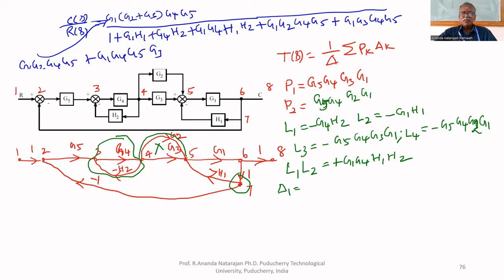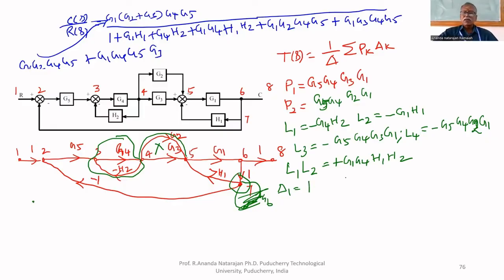Suppose at 7 you have a loop like this, that is called a self loop. I didn't mention it yesterday. Say I have a loop like this whose gain is G6, let us assume. Then that will come in as part of delta 1. But no such loops are there. Only one node is there, 7, not touching the forward path. There is no loop. Therefore, delta 1 equals 1.